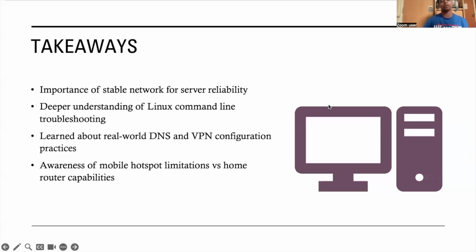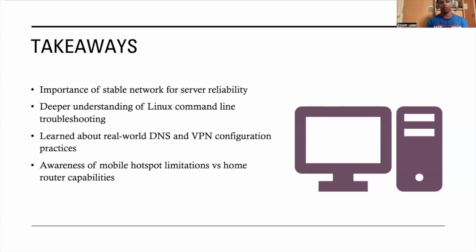It also gave me a deeper understanding of Linux command line troubleshooting. At first, I was really iffy about it and didn't really know how to use it, but now I kind of got the gist of it after just trial and error. And I even learned about real world DNS and VPN configuration practices, which is good for me because that's one of the main things that you learn in technology architecture.